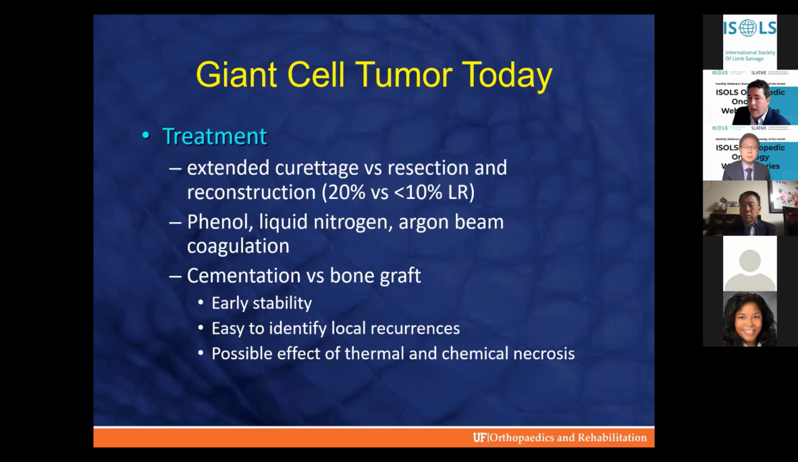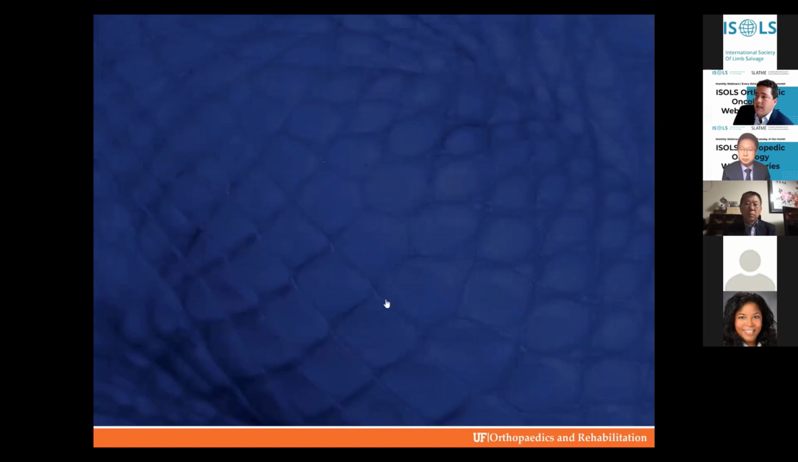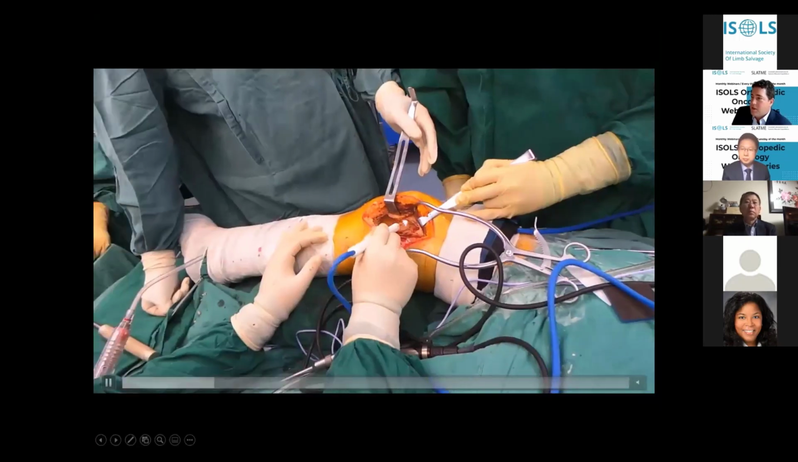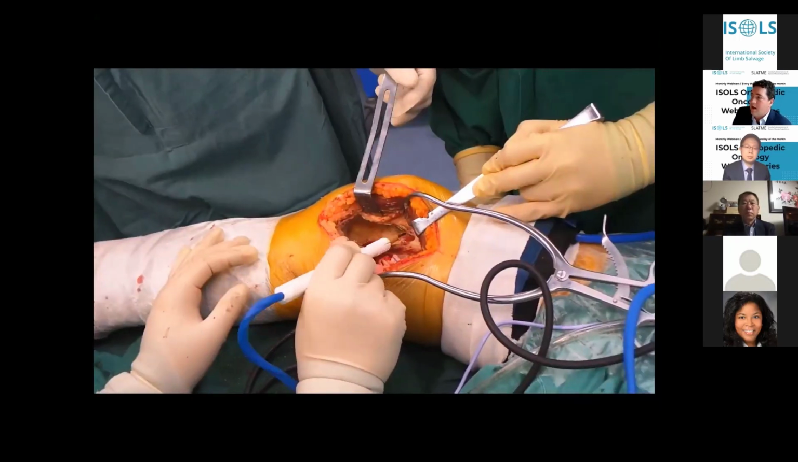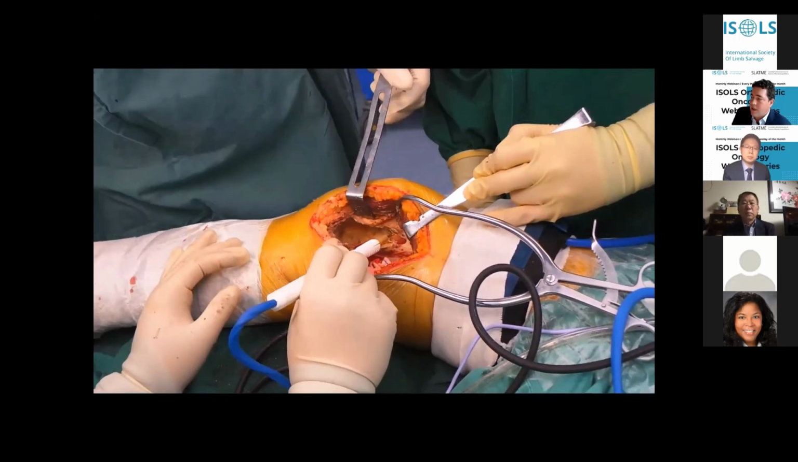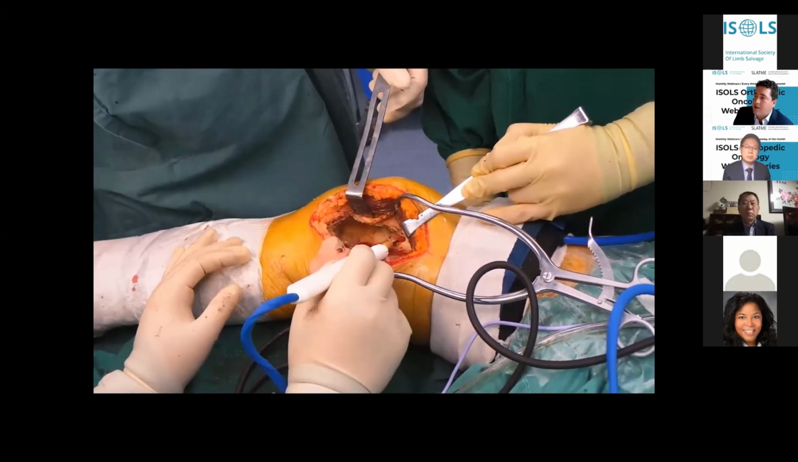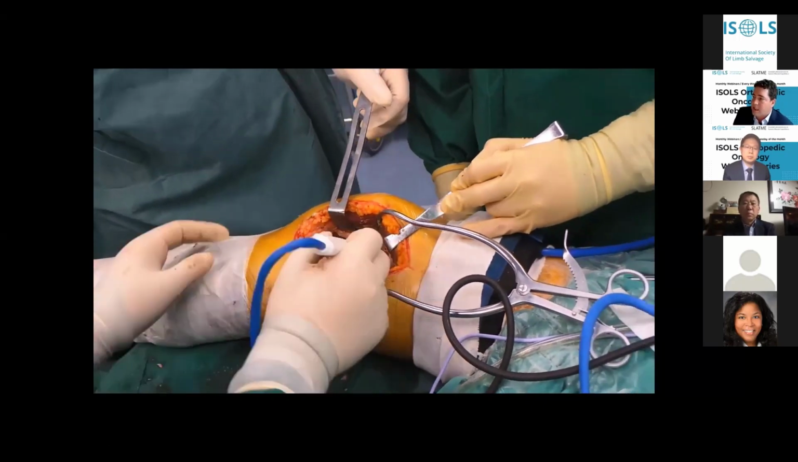And there's some theoretical advantage given while the cement is hardening, it's an exothermic reaction, which can have thermal and chemical necrosis. So this is actually courtesy of Dr. New. This is in Jishuitan Hospital. You can see the argon beam coagulator being used to extend the adjuvant for the cavity where the giant cell tumor was.